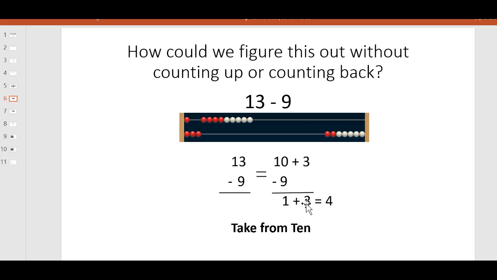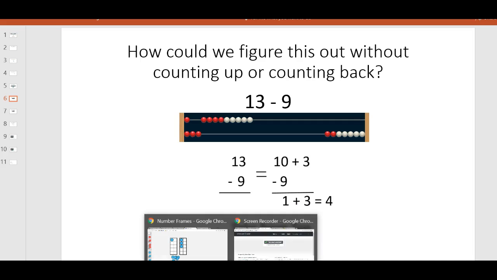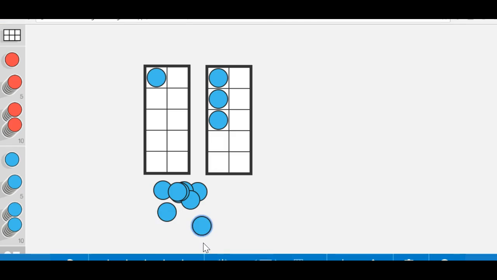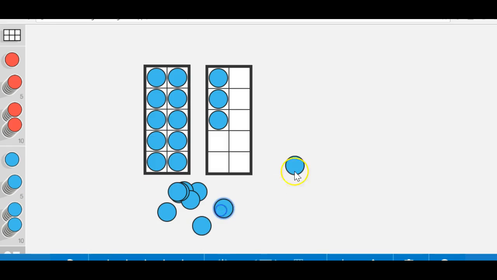Another strategy for working with 13 minus 10, or teen subtraction, is to go back to our 10 frame. Let me repopulate this. So now that I have 13 and I want to take away 9 again, this time I might, as a student, think, well, you know what, I want to take 3 from this frame first and just clear it out.